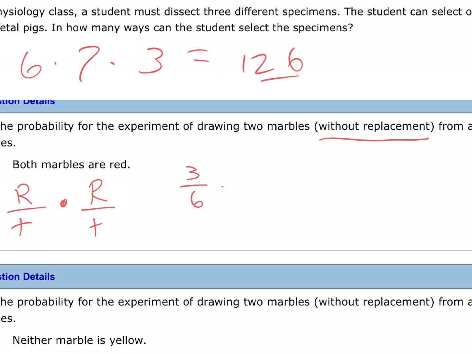So we reach in, we assume we got what we wanted. I have a red marble in my hand. I throw it as far as I can. How many red marbles are left? 2 out of how many? 5. So this becomes 6 out of 30.